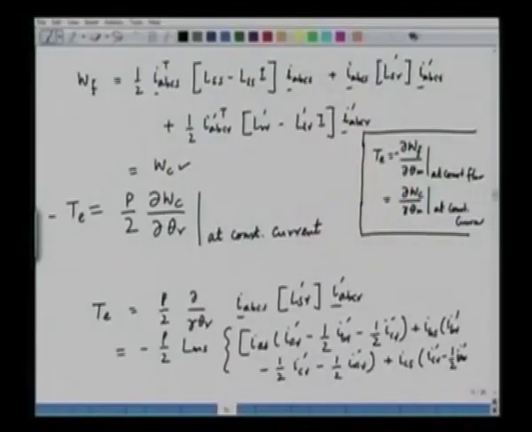TE, the torque generated by the machine, is equal to P by 2 multiplied, because we have assumed theta r is the electrical angle. WC is the expression that we have already seen, and it is dWc by d theta r at constant current. So, we can assume that all the currents of the stator and the rotor are kept constant when we are doing the differentiation. This is a partial derivative with respect to theta r.